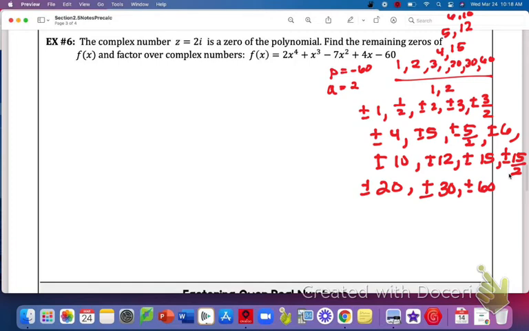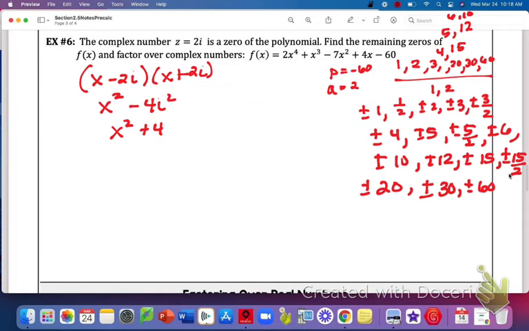So let's go to that complex number of z equaling 2i. So 2i, we know, would have a linear factor of x minus 2i. And then the conjugate would be x plus 2i, right? And when we multiply that out, we're going to get x squared minus 4i squared, which is really x squared plus 4. So I already know that those have to be factors of the polynomial.